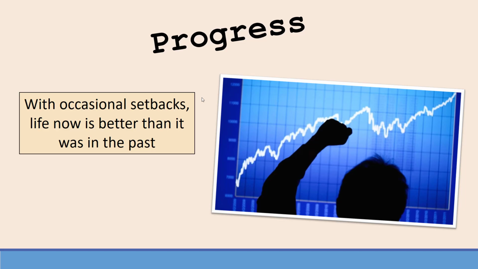All right, progress. With occasional setbacks, life is better now than it was in the past. All right? Some setbacks might be a little greater than others, but the general trend is up, okay? And I think the stock market is kind of a neat example for that when we think about progress, that image of the stock market. Yes, the Dow goes down, the Dow goes up, but it trends up, right? Okay, so this is that progress idea. Occasional setbacks, but life is better now than it was in the past.